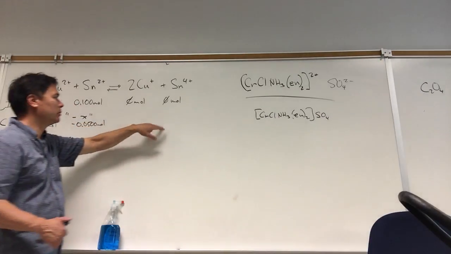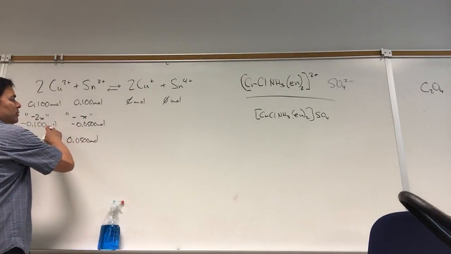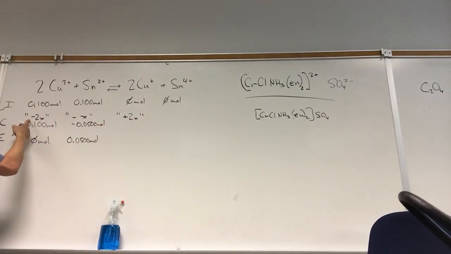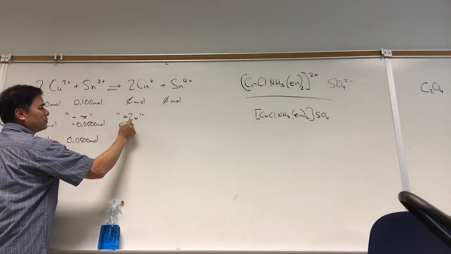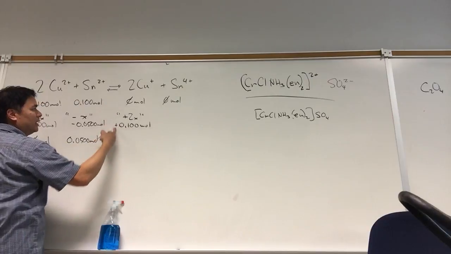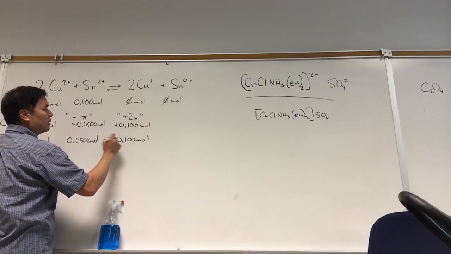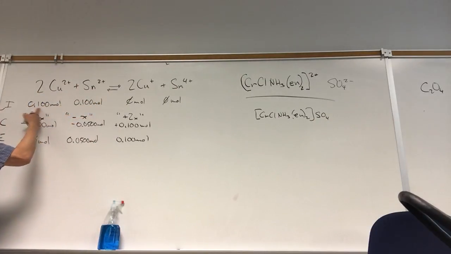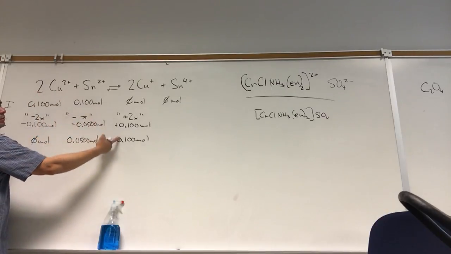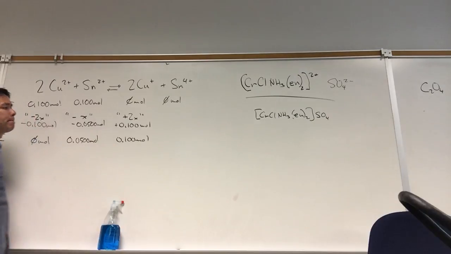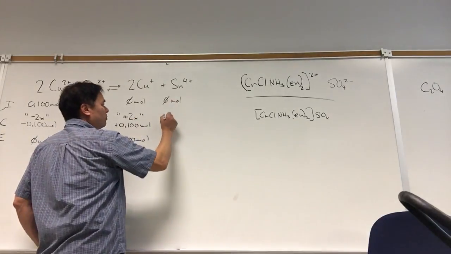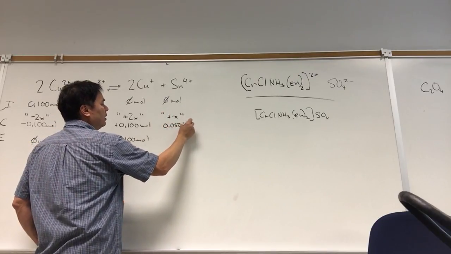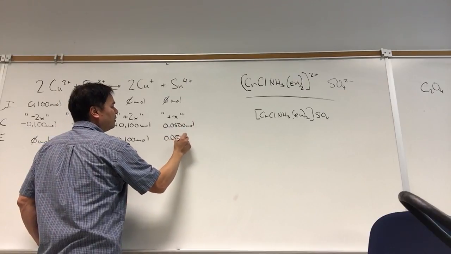And how much product did we produce? Well, the product is going to be based on the limiting reagent here. And so this is going to be plus 2x. We lost 2x here, 0.100, so we're going to gain plus 0.100 moles. And so at the end, we're going to end up with 0.100 moles of copper 1. So all the copper 2 was converted into copper 1. And then over here for the tin 4, we call this plus x, and x is half of that, so it's 0.0500 moles. We're going to end up theoretically producing 0.0500 moles of tin 4.